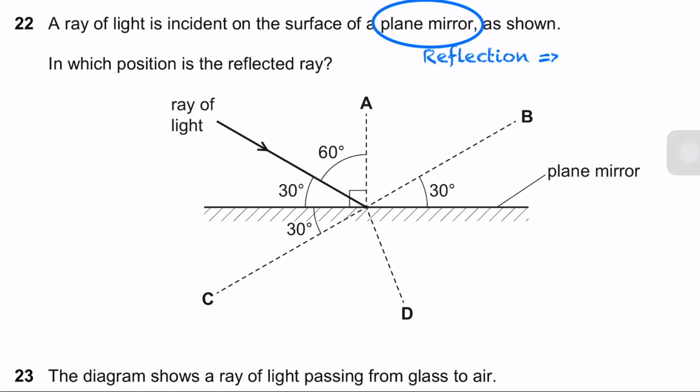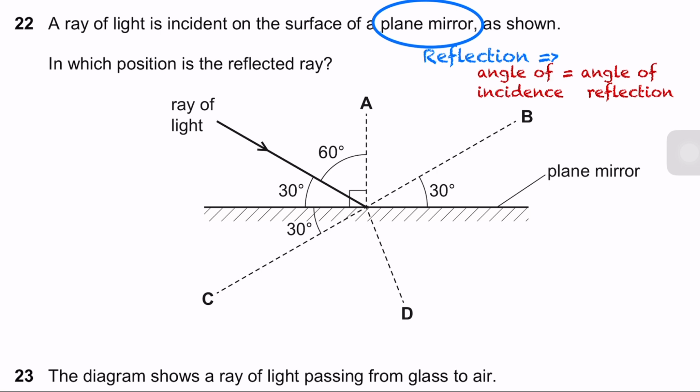A ray of light is incident on the surface of a plane mirror, as shown. Whenever you read about a plane mirror, the first thing that should come to your mind is reflection. What happens in reflection? The incident ray, the reflected ray, and the normal all lie in the same plane. That's the first rule, as you know. The second rule is the angle of incidence must be equal to the angle of reflection.